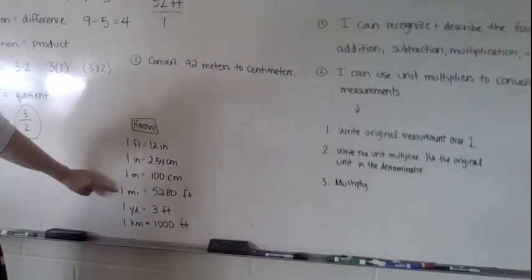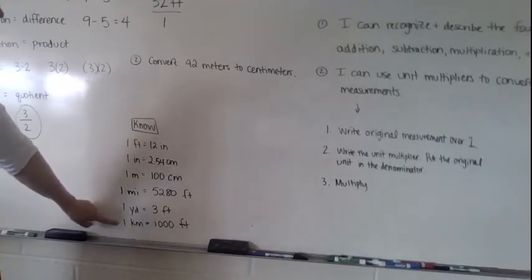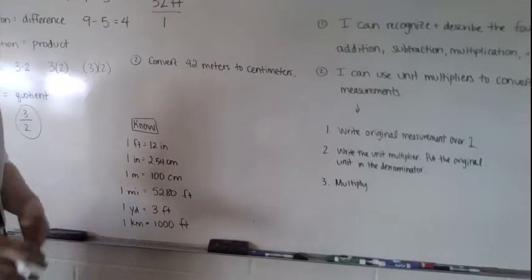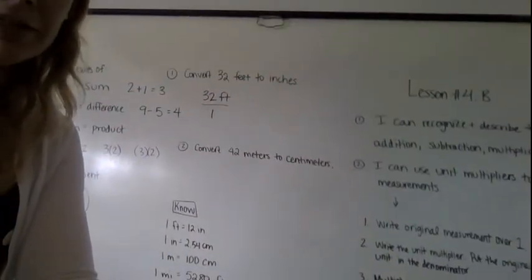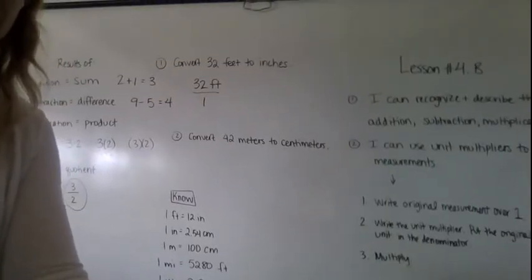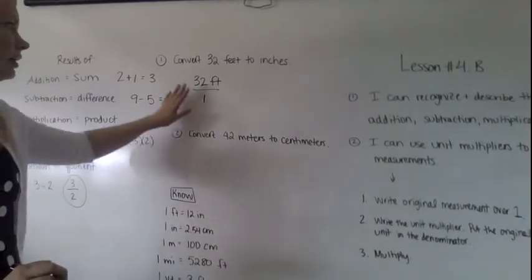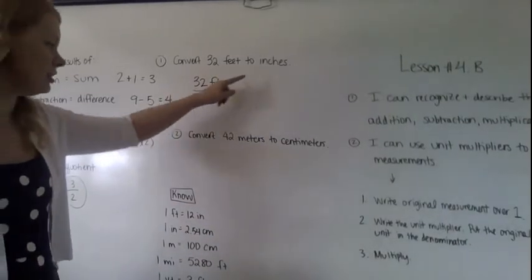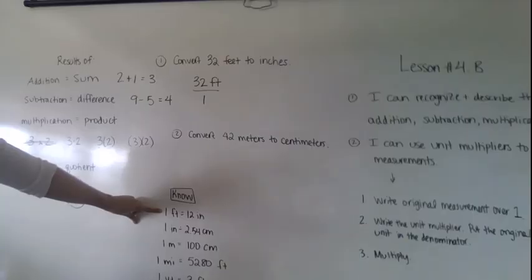5,280 feet in 1 mile. 3 feet is equal to 1 yard. And then 1 kilometer is 1,000 feet. Okay, so any of those that you don't already know, I would commit those to memory because you will need them for this type of problem and it will turn up frequently. So for this one, where we're starting with feet and we need to convert to inches, we're going to need this first unit multiplier. 1 foot equals 12 inches.